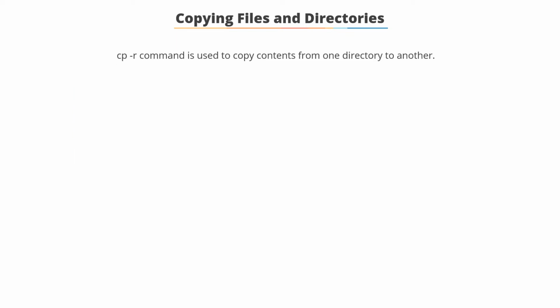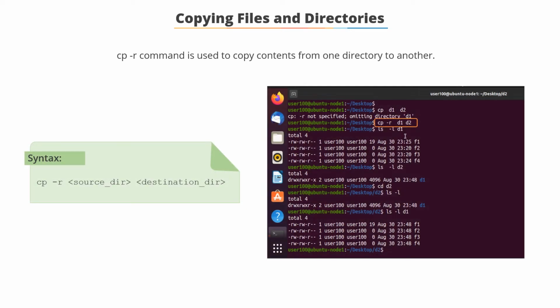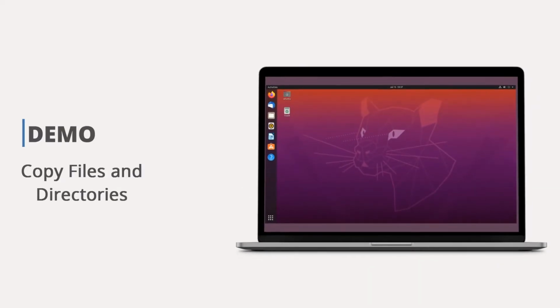The copy command of a directory is similar to the copy command of a file. The only change is the -r before the source file name. The option -r will recursively copy the contents of the source directory to the destination directory. In this demo, we will learn about the copy operation in files and directories.